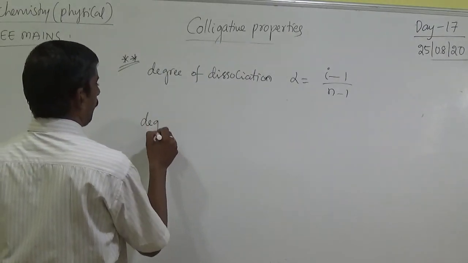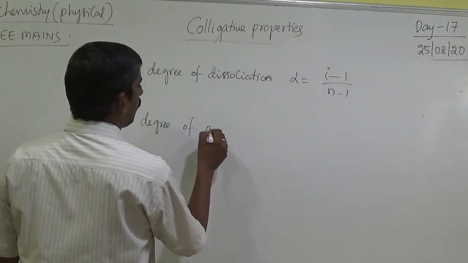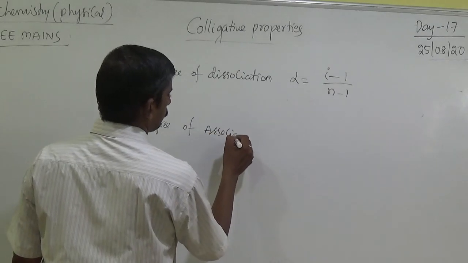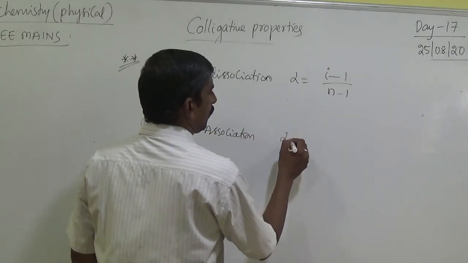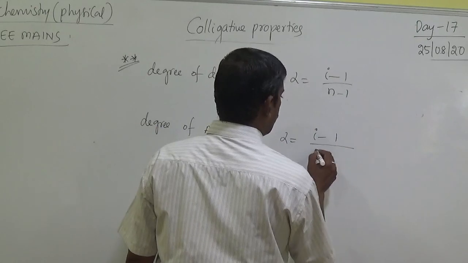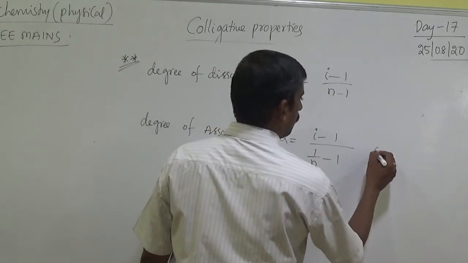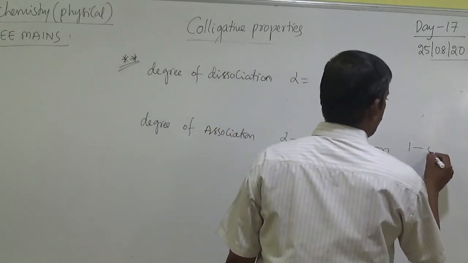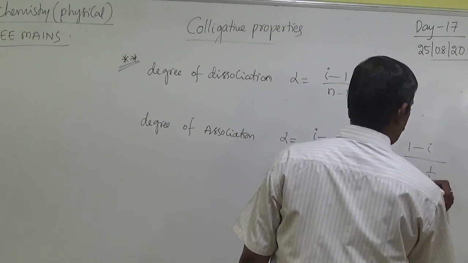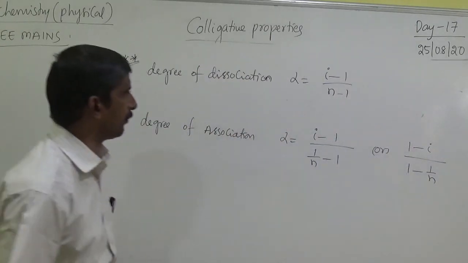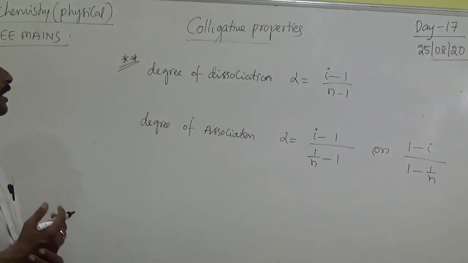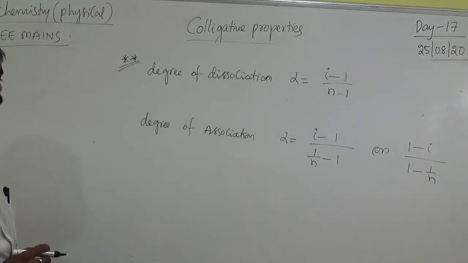Next, degree of association. Alpha equal to (i minus 1) by (n minus 1), or (1 minus i) by (1 minus 1 by n). So these are formulas, very, very important. Degree of dissociation, degree of association.